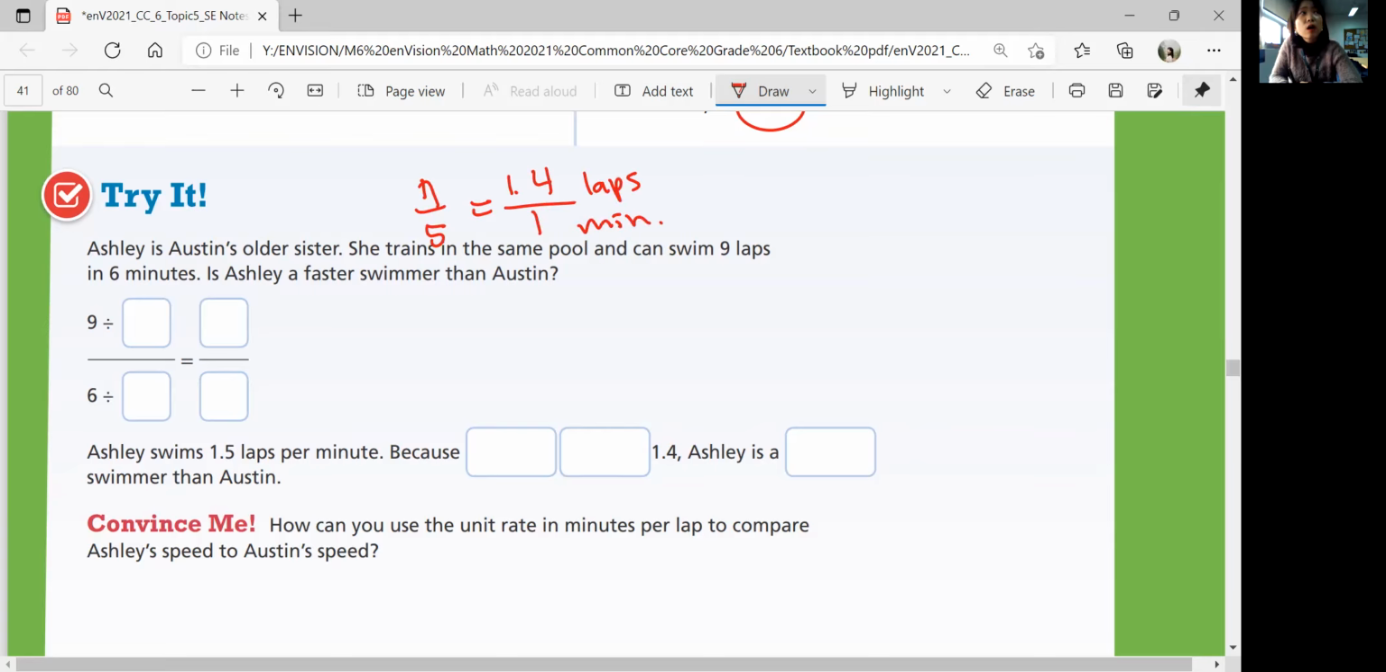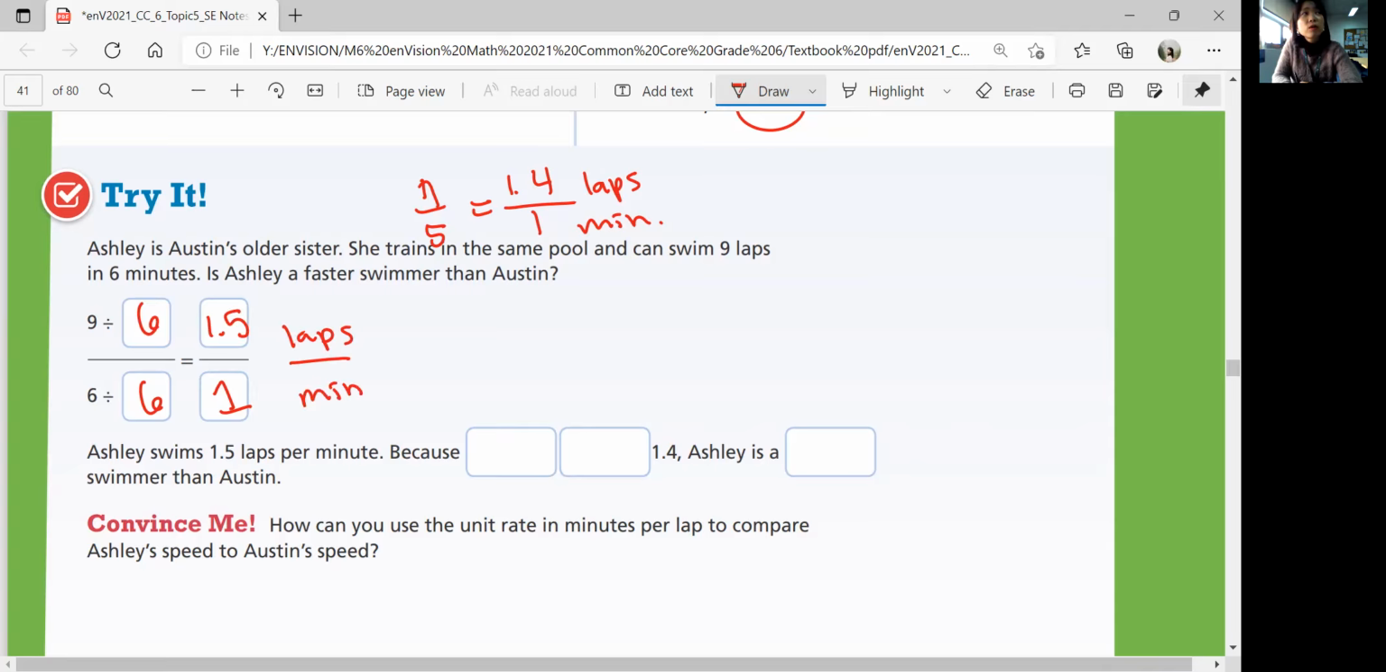Okay, so her sister Ashley swims 9 laps in 6 minutes. So we're going to divide both numbers by what? To get the unit rate, you need to get 1 in the denominator. So 6 divided by 6, 9 divided by 6. 9 divided by 6 is 1.5. So your unit rate is 1.5 laps per minute.